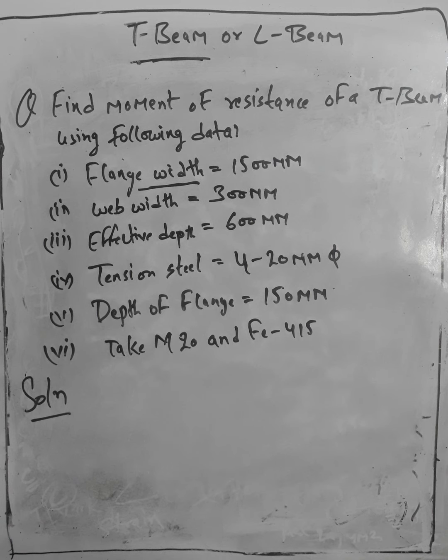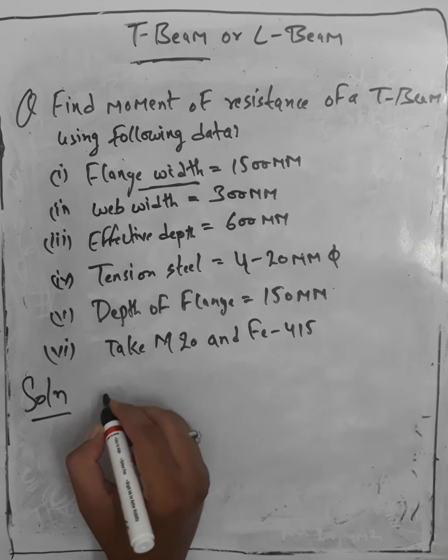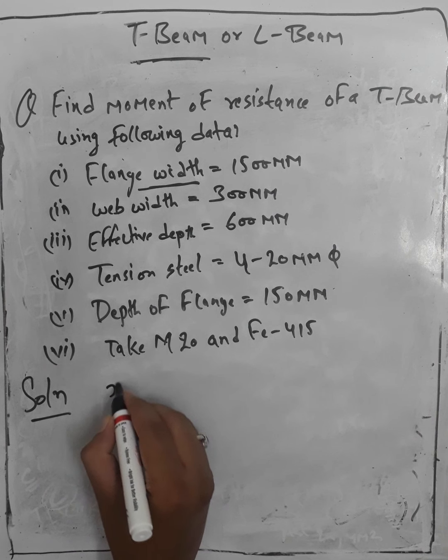For that we have two conditions: XU is less than DF and XU is greater than DF. So first you have to find the XU, and after that you have to check which case this question is like. So first we have to find XU. We take the general equation right now.